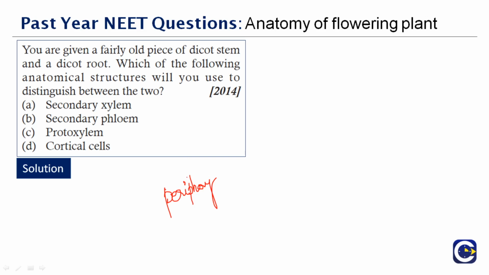Okay, now when talking in terms of root, the protoxylem will be near the periphery of the vascular cylinder, and when you talk in terms of stem, it will be near the vascular bundle itself. So this is how you will differentiate. Therefore, the correct answer to this question is option C, protoxylem.